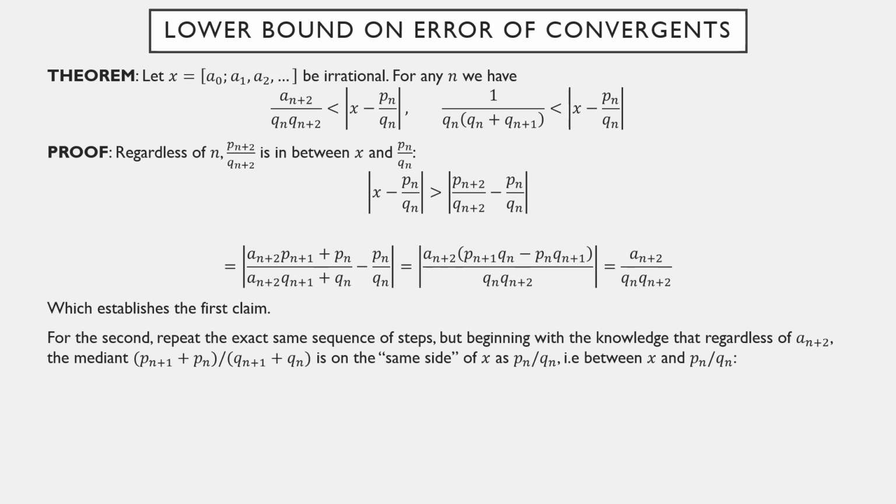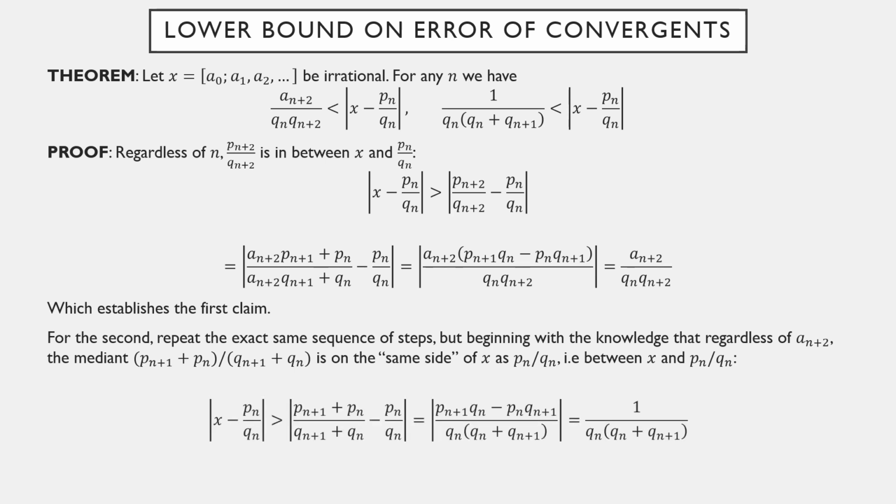So the mediant (Pn plus 1 plus Pn) over (Qn plus 1 plus Qn) is always going to be on the same side of x as the lower indexed Pn over Qn, so it's in between them. So you do the same argument. The distance from x to Pn over Qn has to be bigger than the distance from that mediant to Pn over Qn. Now our numerator is flat out just plus or minus 1, and our denominator is Qn times Qn plus 1. So the same basic idea for both of these gets two very similar looking results.